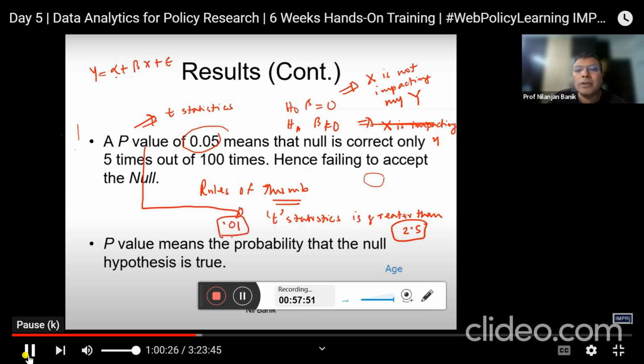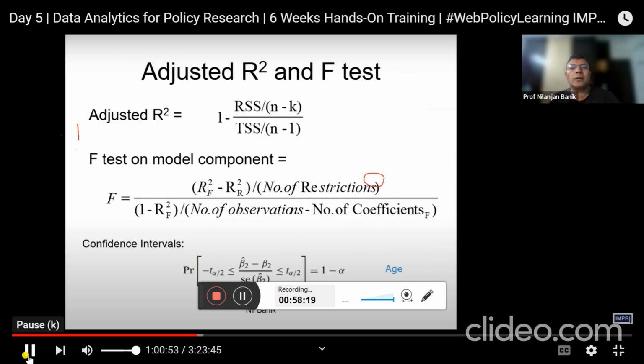What it means is that out of 100 times, maybe 99 times beta will have an impact, and only one time it will have no impact. Therefore we are rejecting the null. This formula we are going to use for the confidence interval. So keep that in mind.